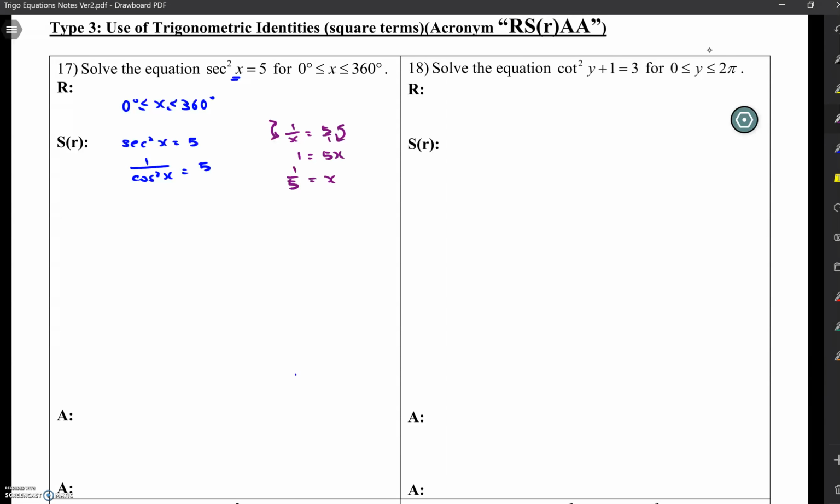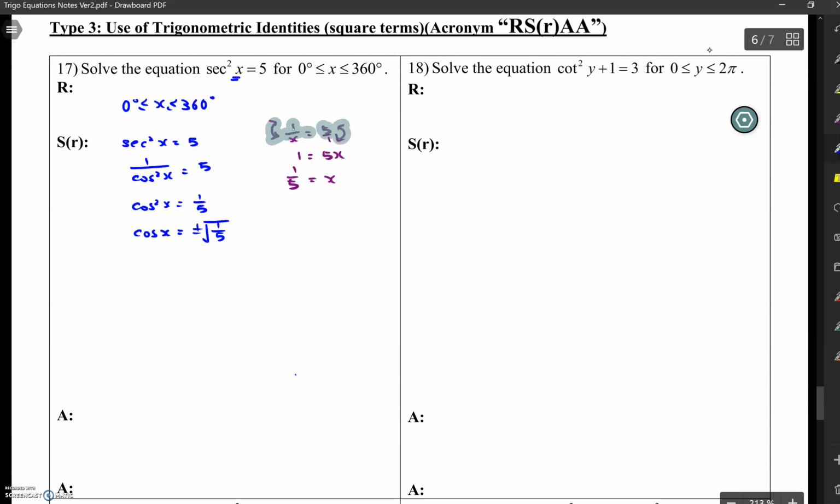So based on this concept, I can also write cosine square x as 1/5. Of course, I don't want to find cosine square x. To find my reference angle, I need cosine x. So I just need to write square root 1/5. And once I'm at this step, the next step I'll do is very simple. I just need to find my reference angle now, and it's just equals to cosine inverse square root 1/5.